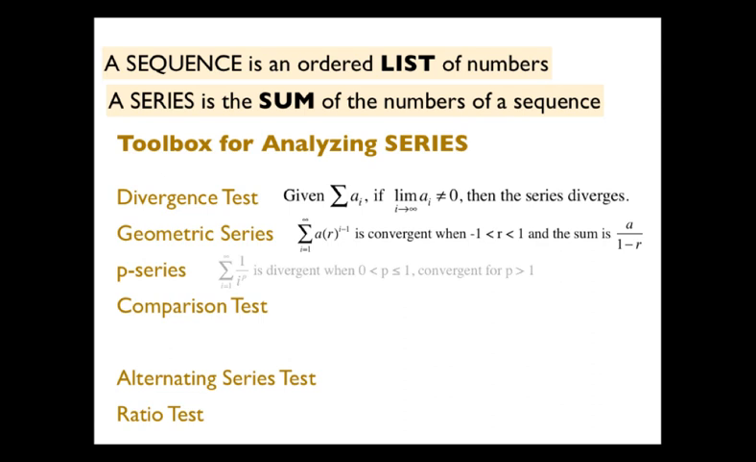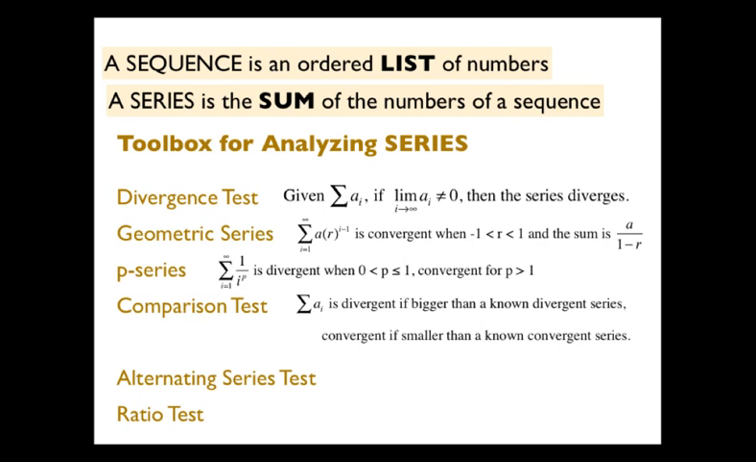And then the sum is a over 1 minus r when it converges. P-series, 1 over i to the p. Divergent for 0 less than or equal to p less than or equal to 1. Convergent for p greater than 1. Comparison test: the series is divergent if all the terms are bigger than a known divergent series, or it's convergent if all the terms are smaller than a known convergent series. And then there are the two cases where it's unknown: if you got something smaller than a divergent series, who knows, or if it's bigger than a convergent series, who knows.